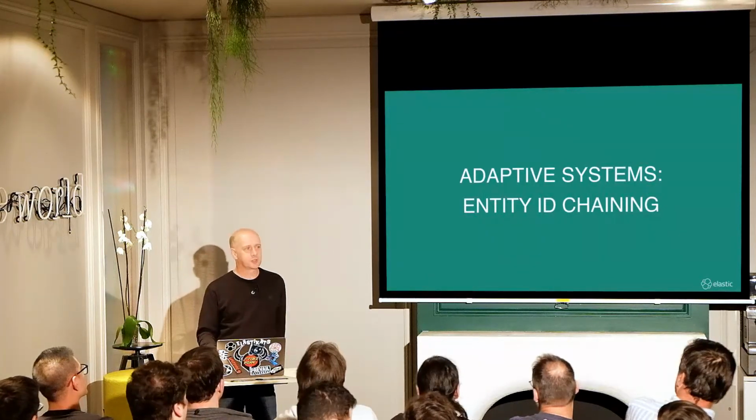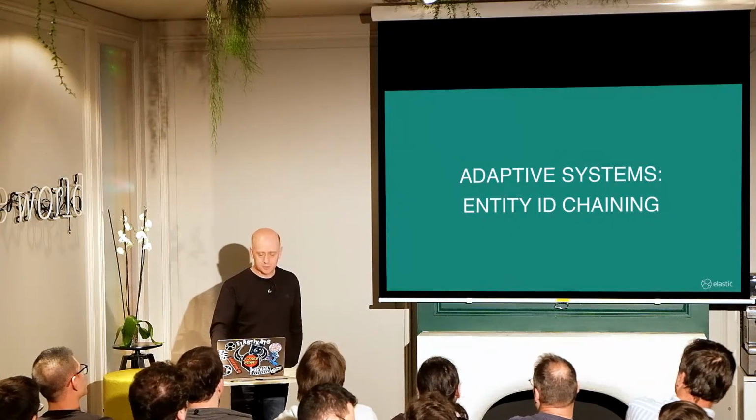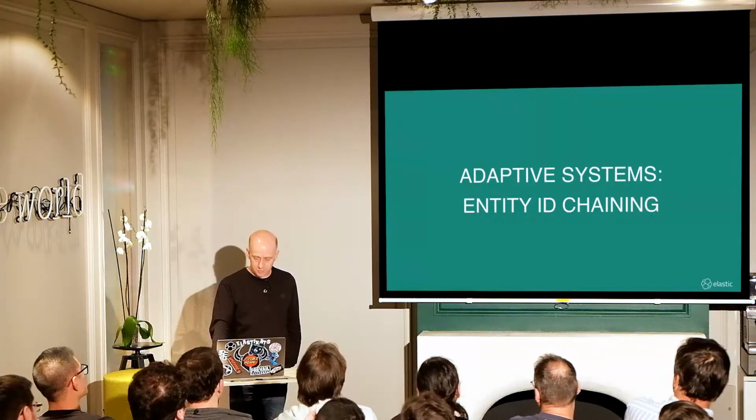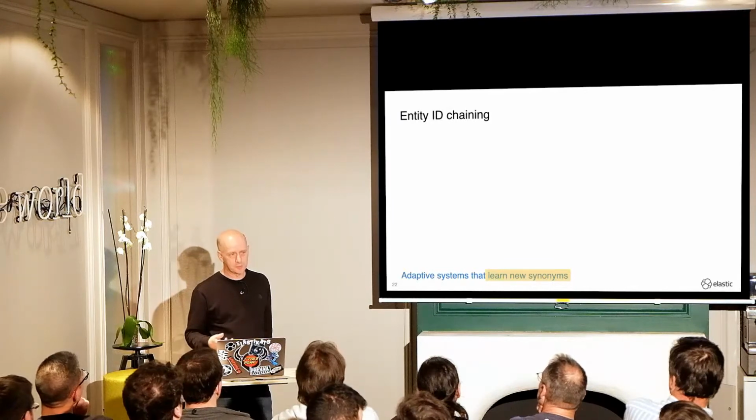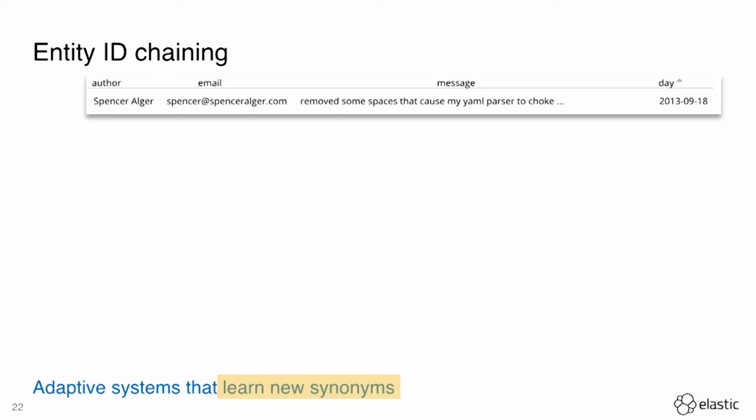There are more complex forms of entity IDs that I wanted to talk about. This is really drawing on some experiences that I had before I joined Elastic. We built systems to spot fraud and things where we didn't have what we would call strong IDs. And we used a system called entity ID chaining. The way it works is like this. These sorts of systems are adaptive systems that learn new synonyms all the time. So they're forever re-educating themselves about which IDs people have.